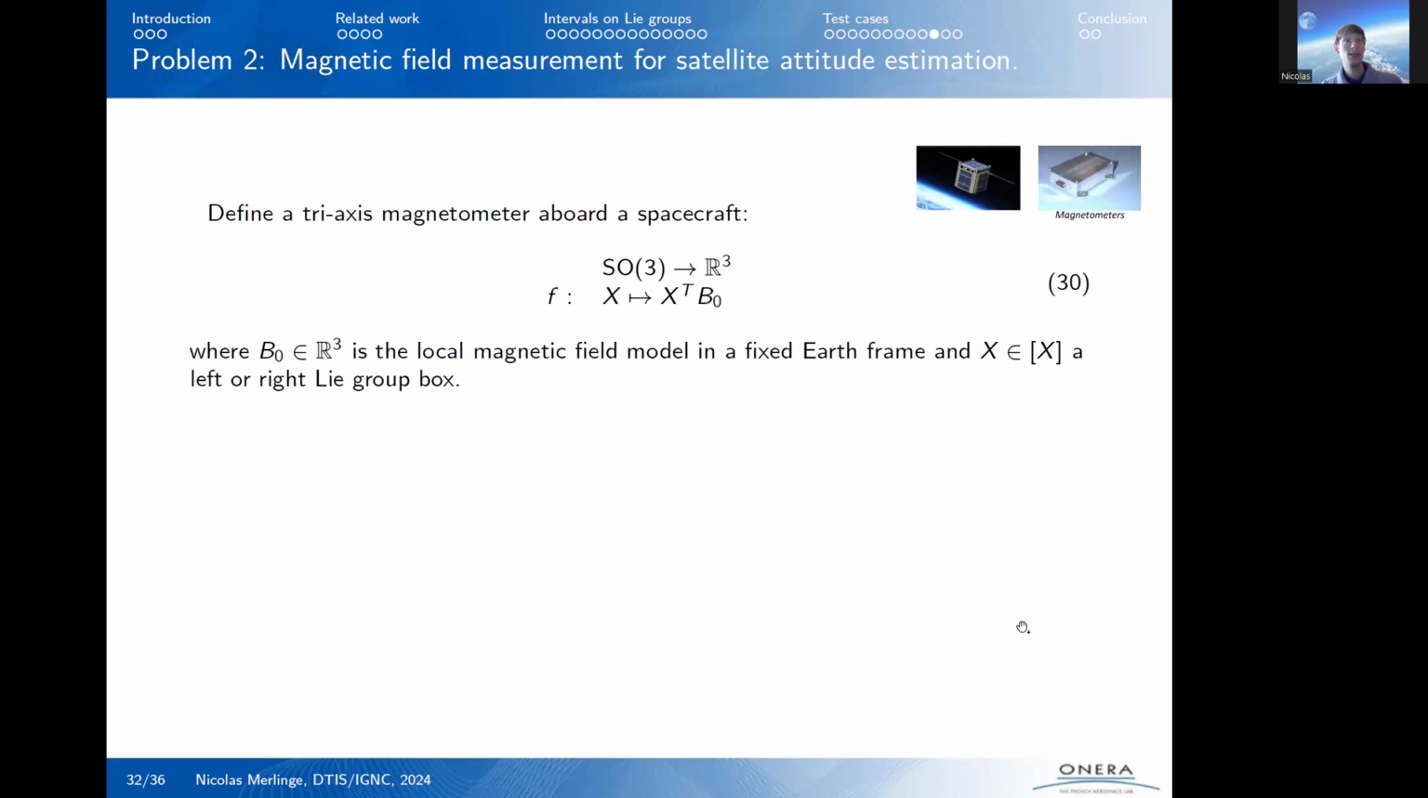Another test case here is a 3-axis magnetometer aboard a spacecraft. So here the function represents a measurement equation that will measure the local magnetic field in body frame. It involves a projection from the Earth frame to the body frame, and it is the attitude of the spacecraft.